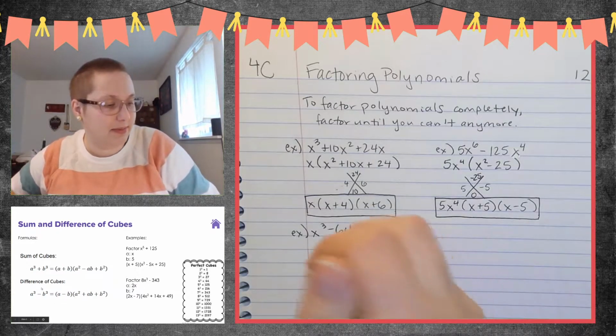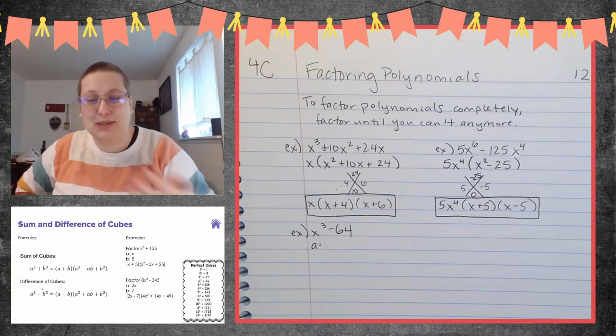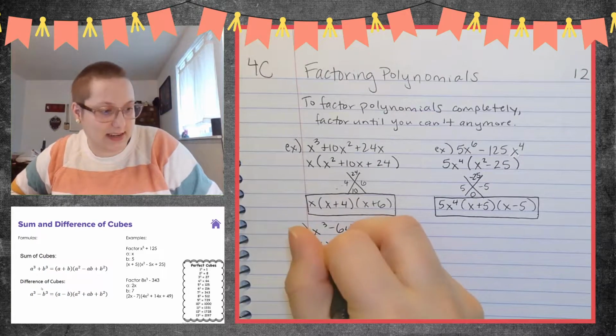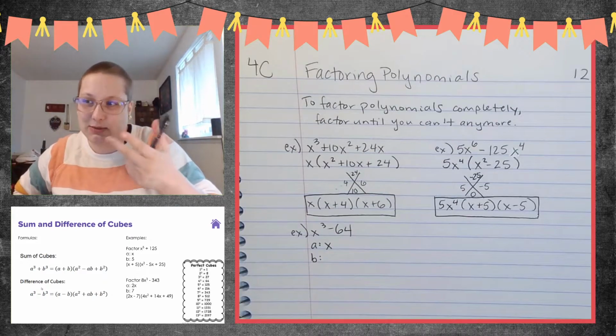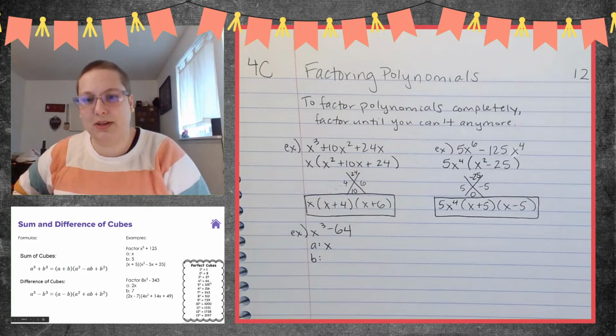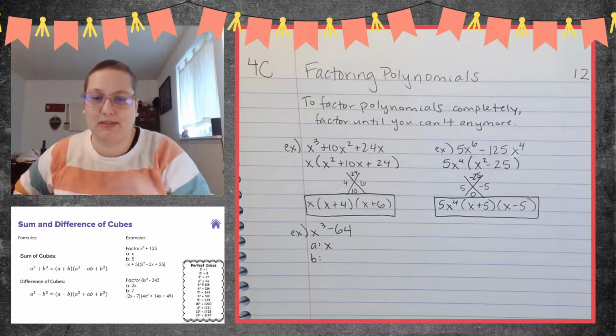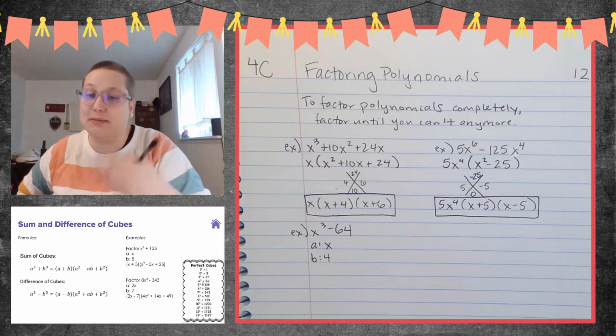Let's identify what a and b are. Well, something cubed makes x cubed, that has to be x. So a is just x. But b, what times what makes 64? Well, I kind of gave you a little hint over here with my perfect cube box. 4 to the power of 3 is 64. So b is 4 because 4 times 4 times 4 makes 64.